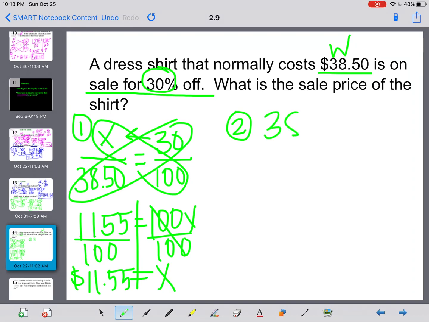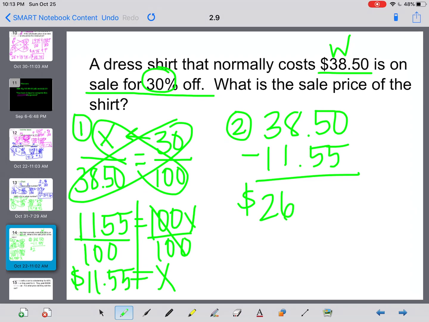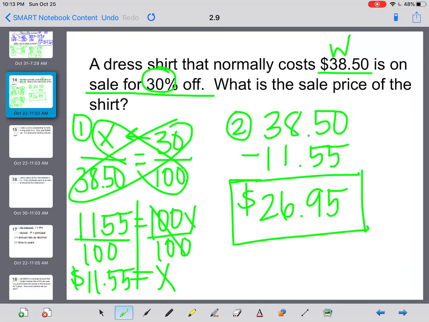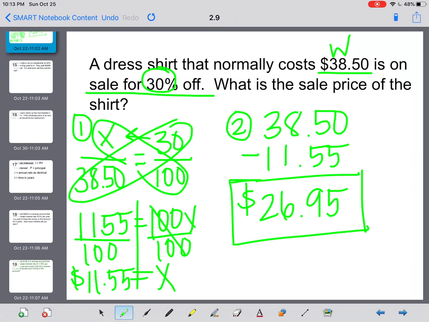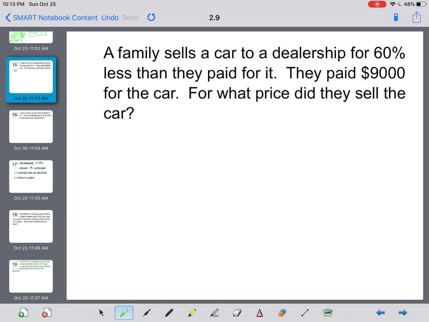They're not going to let me walk out of the store with a dress shirt only paying $11.55. That's only the amount that I get to take off. So my second step is to start with the whole amount, subtract that 30% that I get off, and that tells me that I get to walk out of that store with a shirt after paying $26.95.